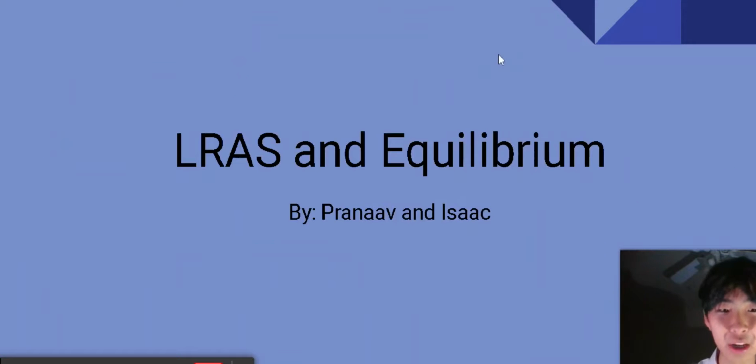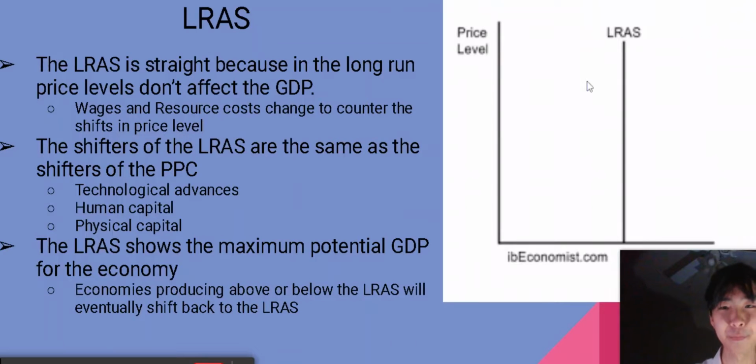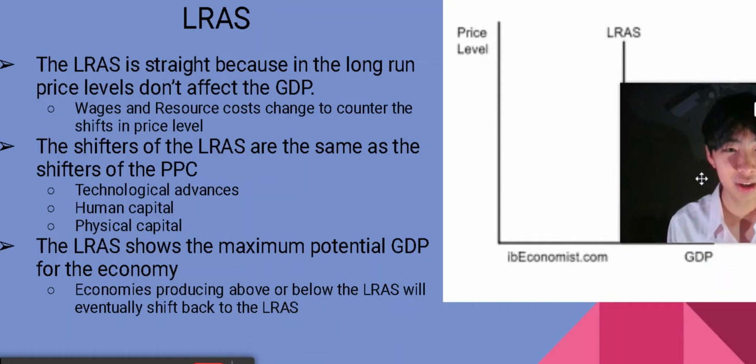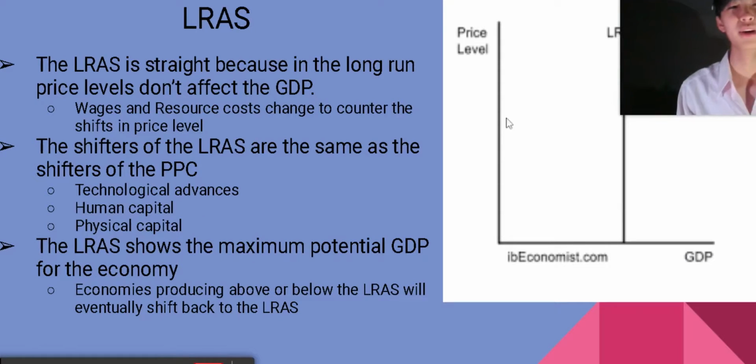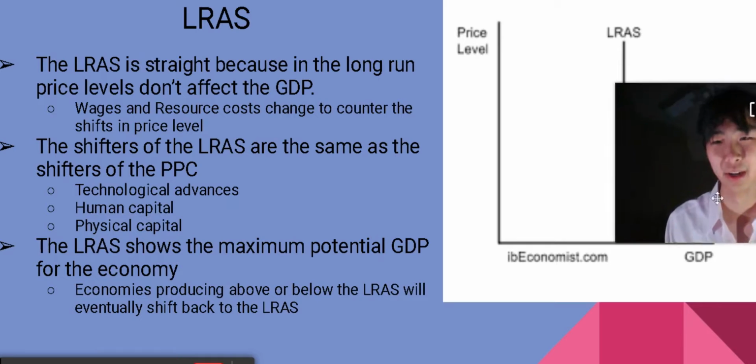And today we'll be covering long run aggregate supply. As the name suggests, long run aggregate supply is the aggregate supply in the long run. So the long run aggregate supply is straight because in the long run, price levels don't affect GDP. So if you look here, it's completely vertical. As we said, price level does not affect GDP. So whether the price is high or the price is low, it doesn't matter.